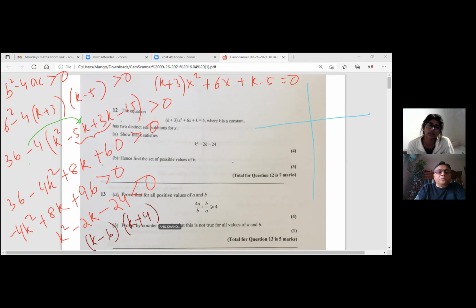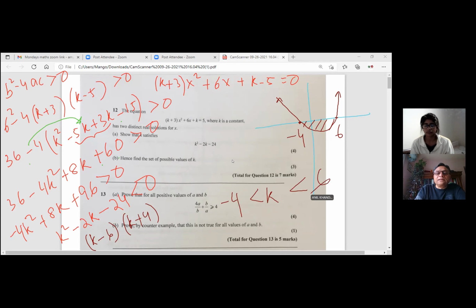And that is your parabola, and you want it to be less than 0. This parabola crosses at minus 4 and 6, correct. So I'll just draw this. This point here is minus 4, and this point there is 6, and we're looking for a value which is less than 0. So the value of k will be between minus 4 and 6. Is that clear to you?